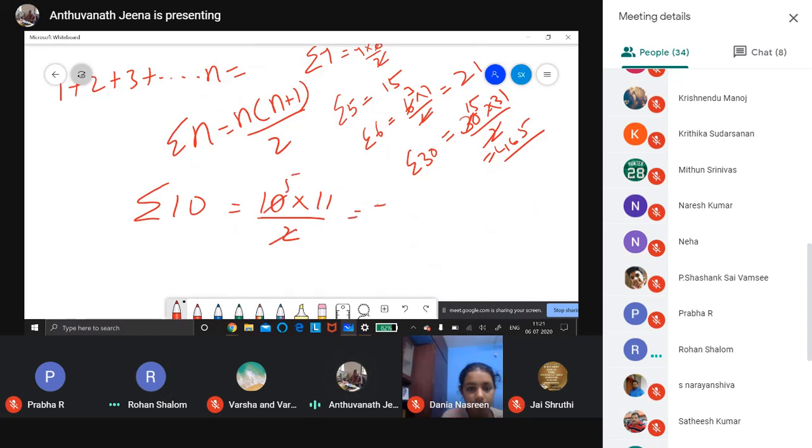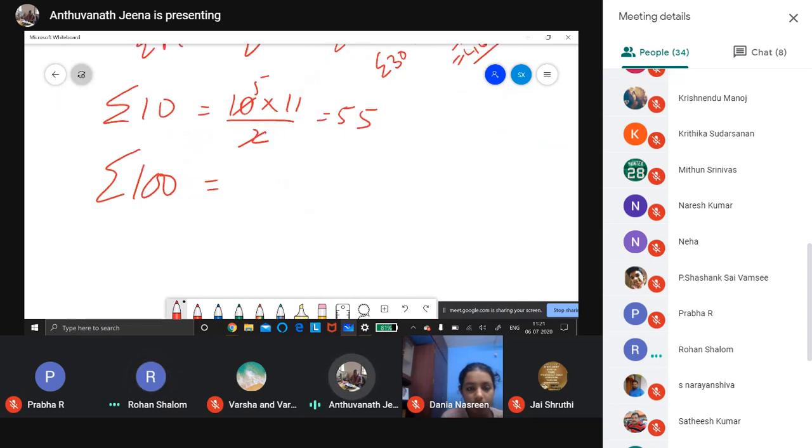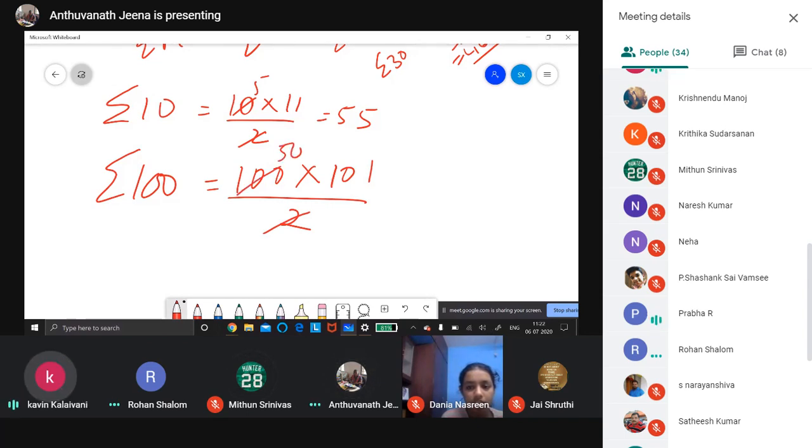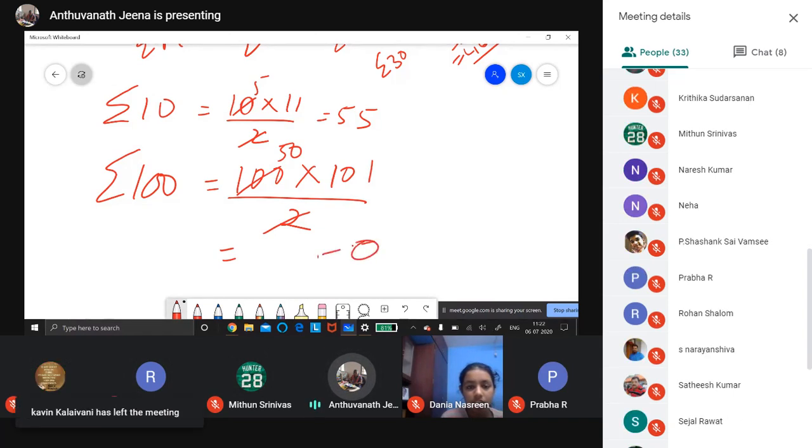For Gauss, the teacher told him to calculate 1 to 100. Sigma 100 means the sum of all positive integers 1 plus 2 plus 3 plus 4 and so on till 100. So 100 into the next number, 101, divided by 2. What happens when I divide? Can you see the board? Yes, ma'am. So 50 into 101 becomes 5050. This is the answer he got.